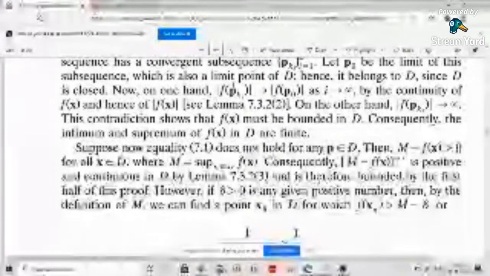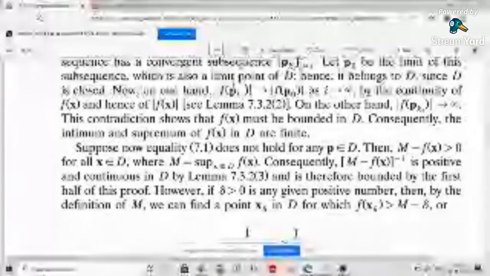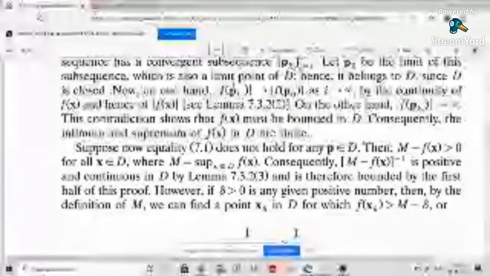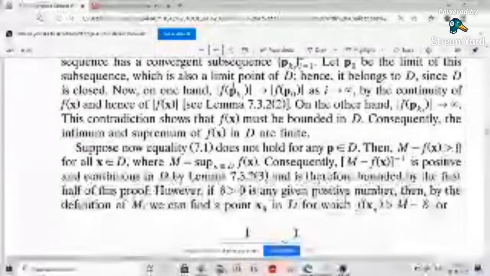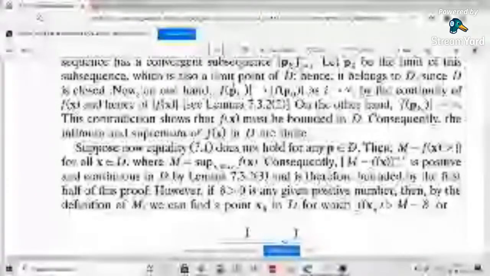Then consider M equal to the supremum of f of x, x belongs to D. There will be a supremum because we have already shown that f of x is bounded, so it has a supremum and infimum. So let us denote capital M as the supremum of f of x. What is the specialty of the supremum? The supremum will be the highest point or maximum point. So M minus f of x will be greater than 0 always, because all other f of x will be below capital M. So M minus f of x is greater than 0 for every x belongs to D.